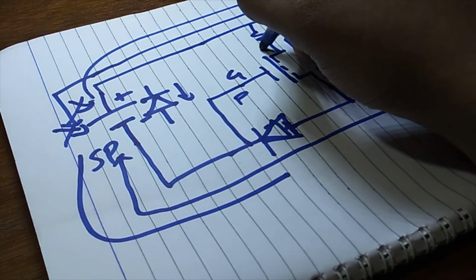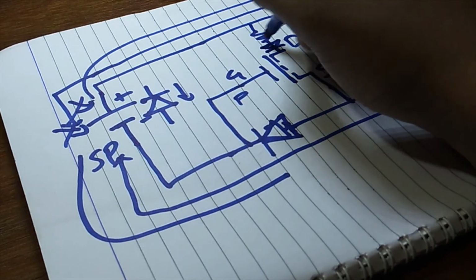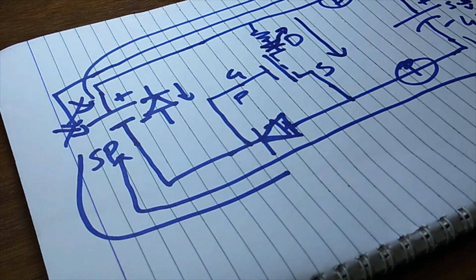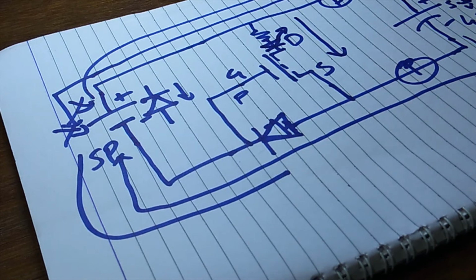Now if I put an LED here, or a string of LEDs here, the LEDs are going to light up automatically. So this is the basic working principle that we are going to look at in this circuit, which will help us see how the whole thing works.